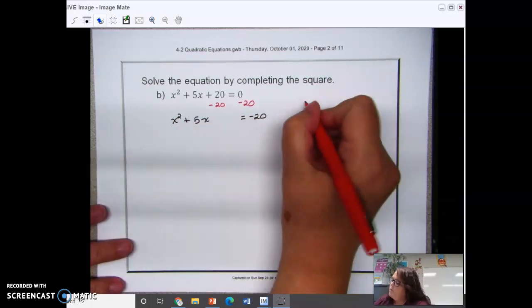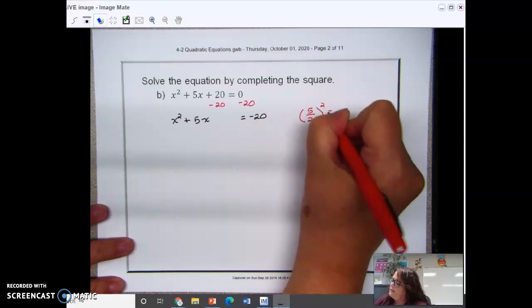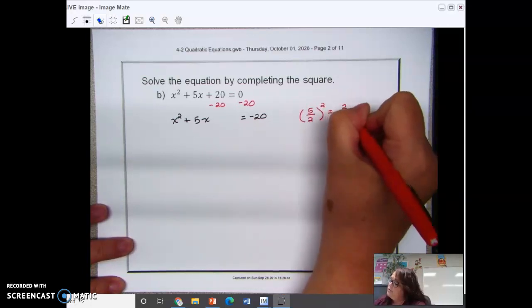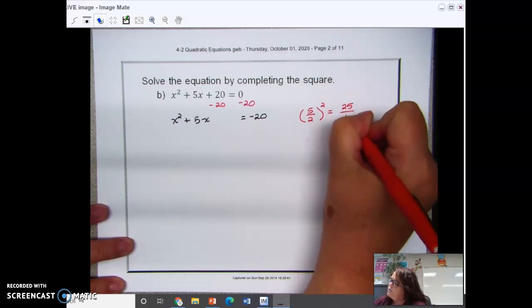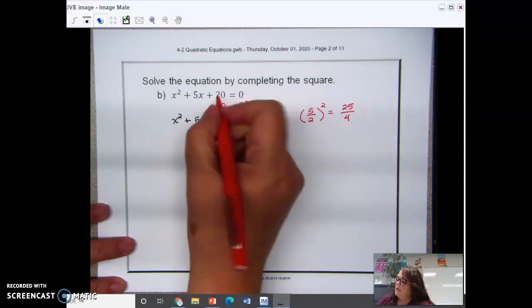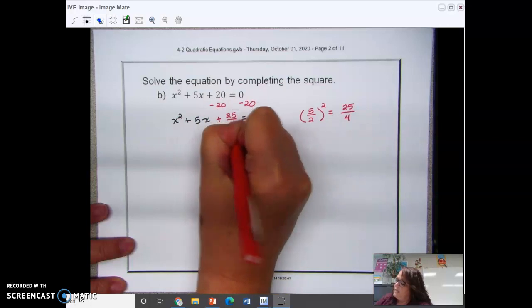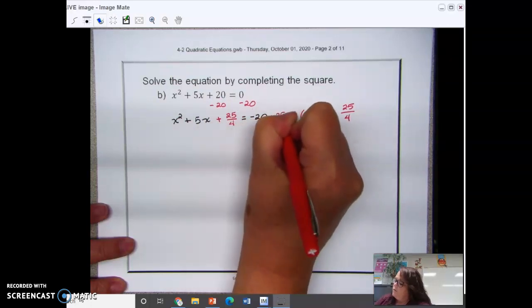So then completing my square, I'm going to get 5 over 2 and square it. So that gives me 5 squared is 25 and 2 squared is 4. So this is a little bit different than what we were used to on the previous slide because we did get a fraction. So I'm going to add 25 over 4 to the left, and I'm going to add 25 over 4 to the right.